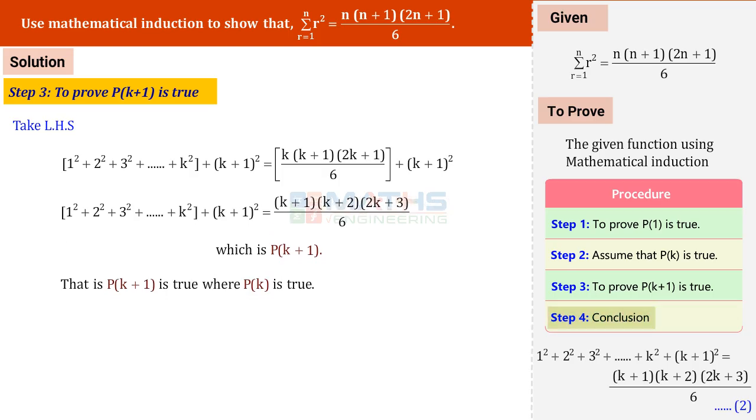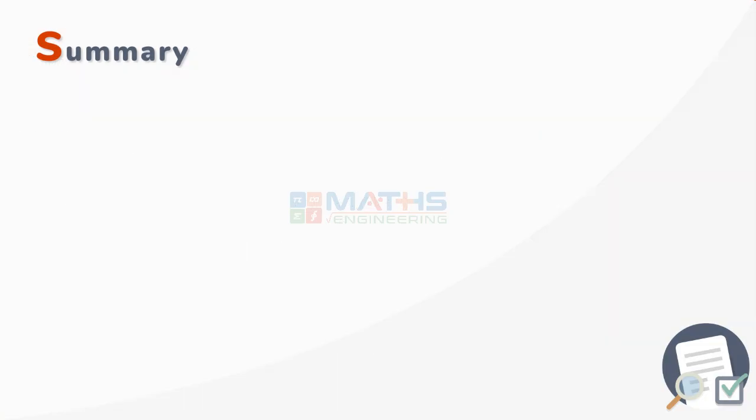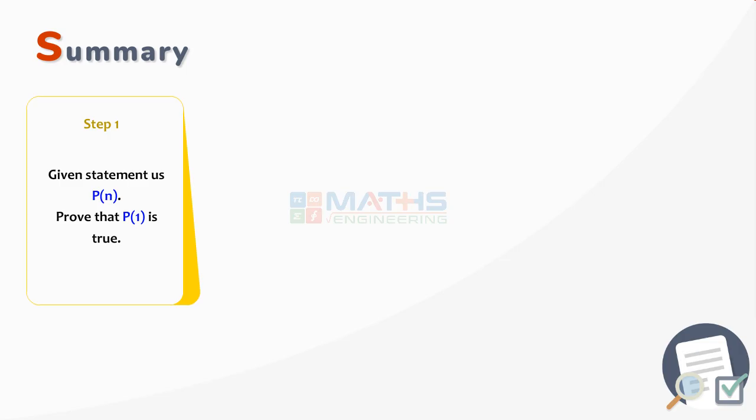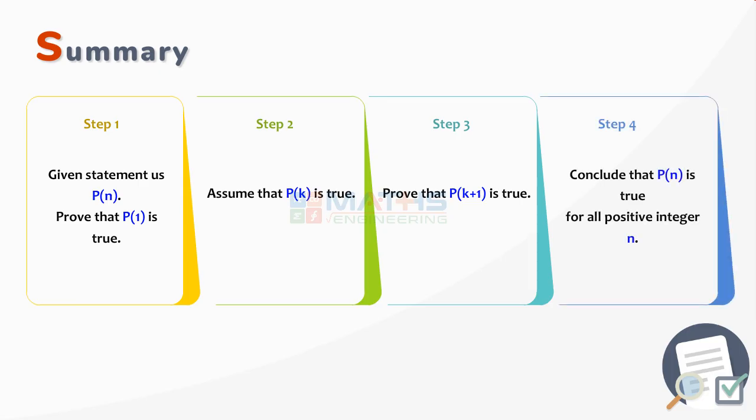Then by using the principle of mathematical induction, we conclude that P of n is true for all values of n. That is, summation of r varies from 1 to n, r square is equal to n into n plus 1 into 2n plus 1 divided by 6 for all positive integers n. Let us summarize. Let us take the given statement as P of n. Prove that P of 1 is true. Assume that P of k is true. Prove that P of k plus 1 is true. Then conclude that P of n is true for all positive integers n.